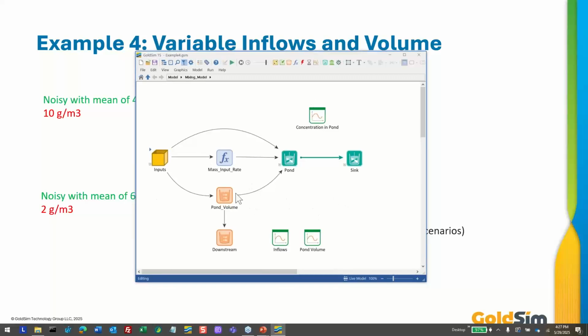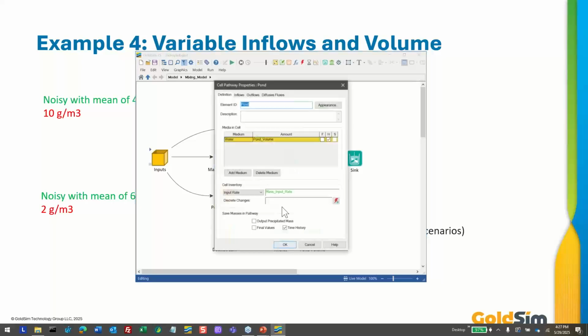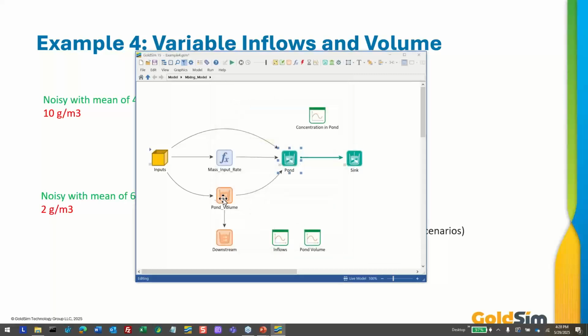The very first thing I had to do is, you'll notice now I have a pool element in here. I didn't have a pool element before because I didn't have to track the volume. I didn't have to track the volume because I said it was constant. So I just put a number into the mixing cell. The mixing cell needs a volume, and I just had a constant because I didn't have to model it. In this case, we're going to keep track of what the pond volume is.